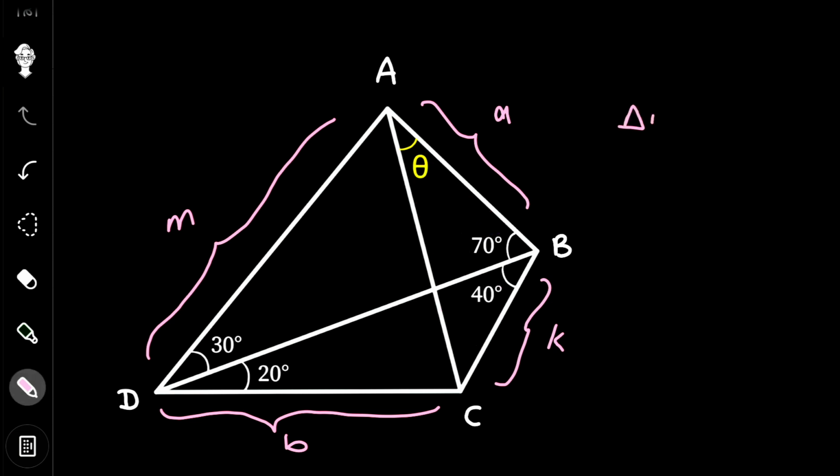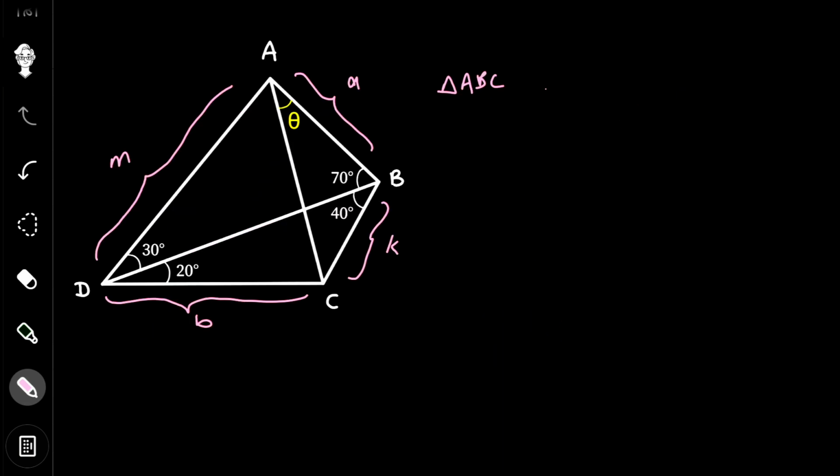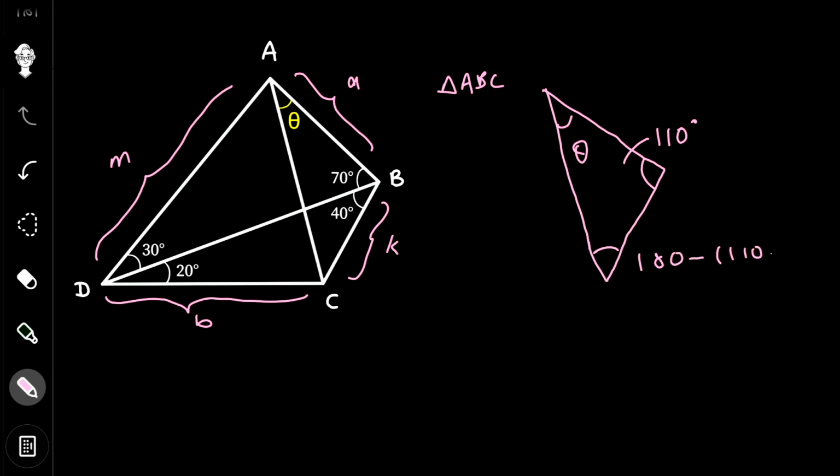So let us draw the triangle ABC first of all. The triangle ABC is like this, this and this. Here is the angle theta. This angle over here is the angle B. So the value of angle B according to this diagram is 70 plus 40 degrees, and that is going to be 110 degrees. Now by angle sum property, the value of the third angle is going to be 180 degrees minus (110 degrees plus theta). The value of this particular side we have already taken as a variable A, and the length of this side we have taken as variable K.